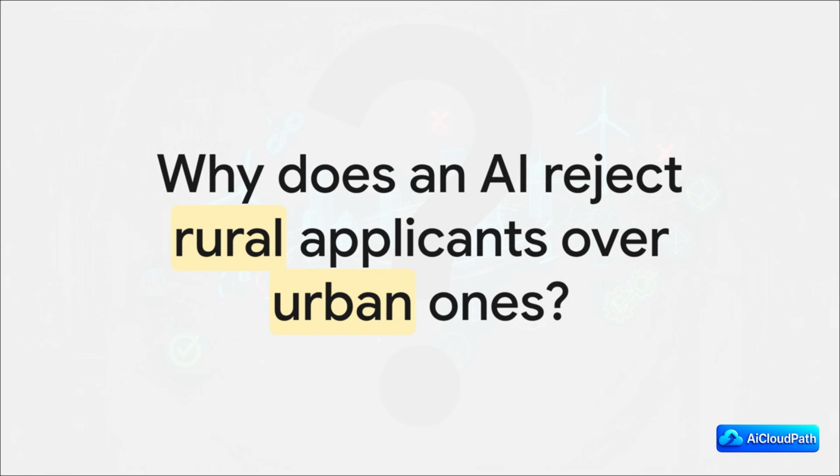Okay, let's dive into the specifics here. We've got an AI model that's rejecting loan applications from rural folks way more often than from city dwellers. Now, here's the real head scratcher. On paper, their financial situations, credit scores, income, all that stuff are practically identical. So, what is going on here?